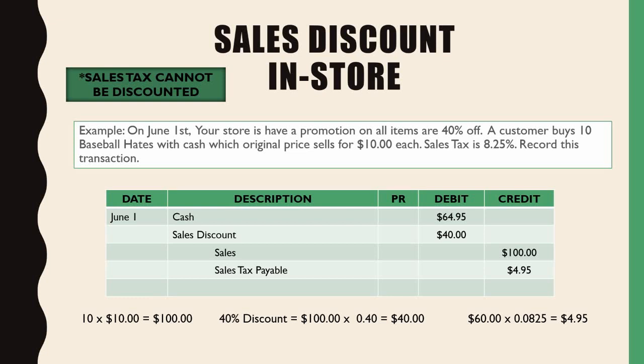So that's where you're going to have to calculate separately that you can only charge tax on $60 instead of the full $100. Because in this case, the person walked out of the store buying the items for $60, not $100. So that's the amount of tax you're going to be charging on. So 8.25% of $60 is going to give you $4.95. So then the amount of cash you're going to be receiving is $64.95. Okay? And this is what your journal is going to look like.